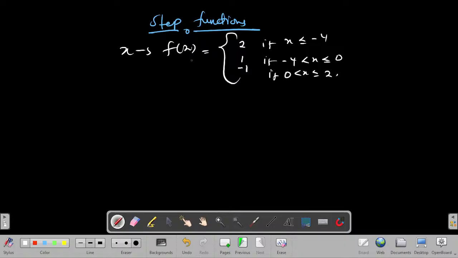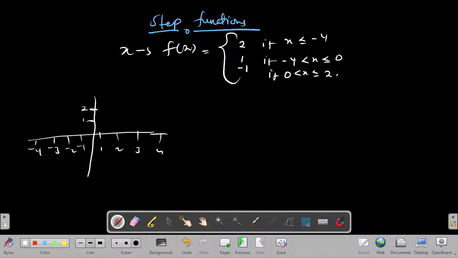So look at this function. This function is saying that all x values which are less than or equal to negative 4 give 2. All values between negative 4 and 0 give 1, and all values between 0 and 2 give negative 1. Let's draw this. On my x, I'm supposed to have negative 4, negative 3, negative 2, negative 1, 1, 2, 3, 4. On my y, I only need the 1 as an output.